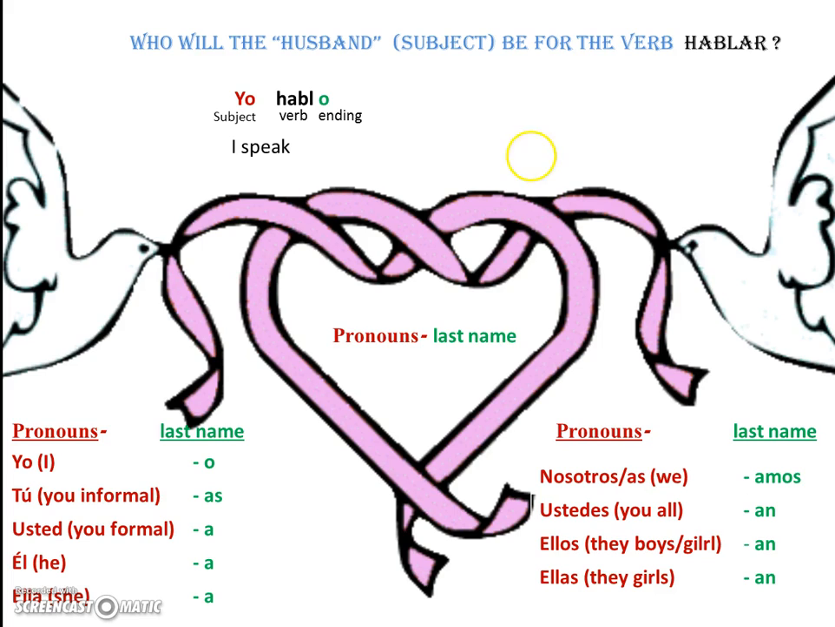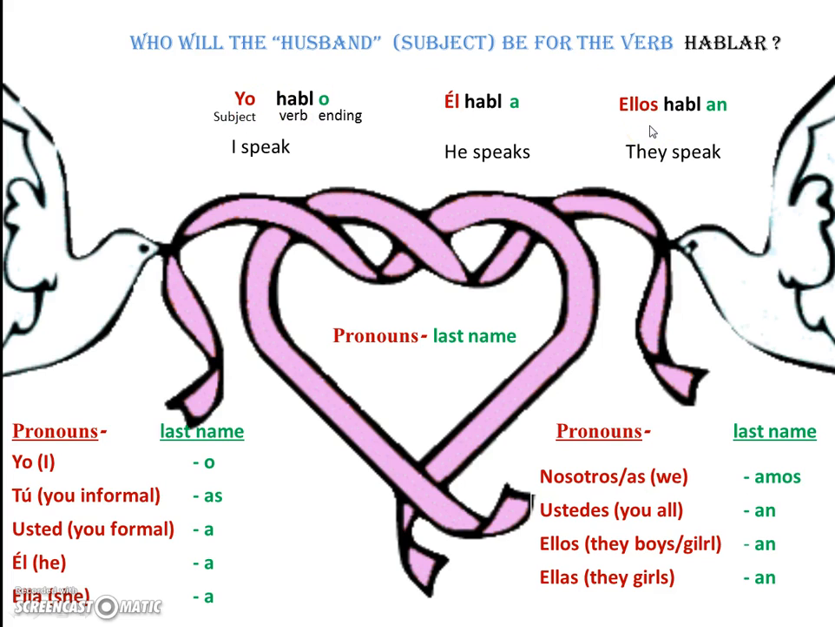Oh, that's pretty cool. Let's do it again. A different husband this time. Él, which means he. And then here comes the verb who is getting married, therefore changing the last name. What last name will it take? Let's see. Él. So the last name would be a. Él habla, which means he speaks. You noticing? In your sentence, you will have a subject, you will have a verb, and then that verb will lose its last name to take the last name of the subject.